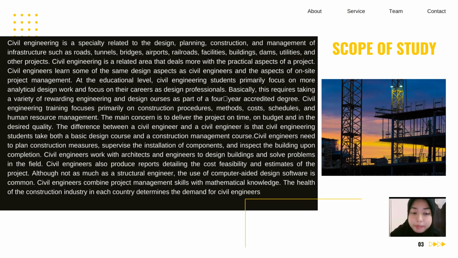Civil engineers also produce reports detailing the cost, feasibility and estimate of the project. Although not as much as structural engineers, the use of computer-aided design software is common. Civil engineering combines project management skills with mathematical knowledge. The health of the construction industry in each country determines the demand for civil engineering.